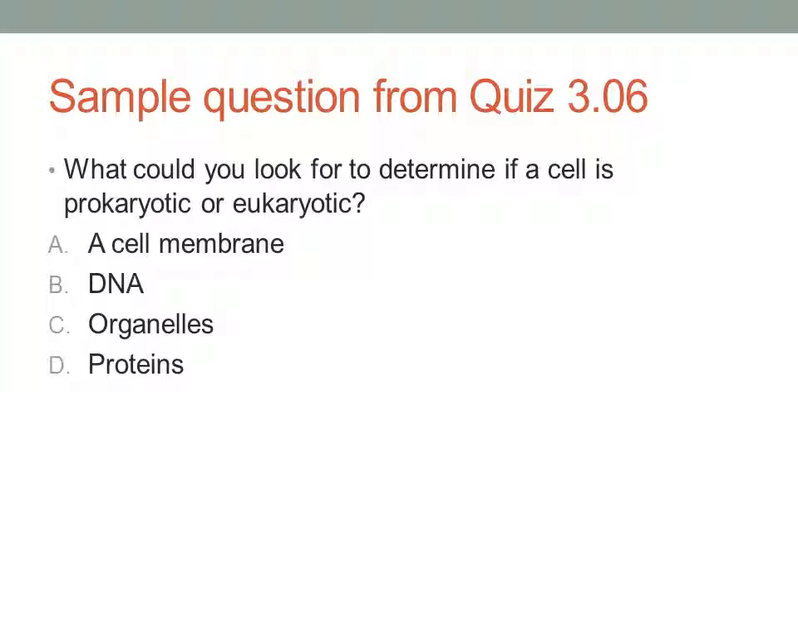So here's a sample question. What could you look for to determine if a cell is prokaryotic or eukaryotic? So basically it's saying if they showed you a cell, how would you know whether it's prokaryotic or eukaryotic?